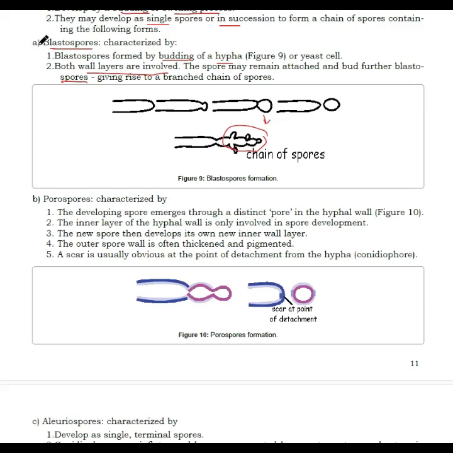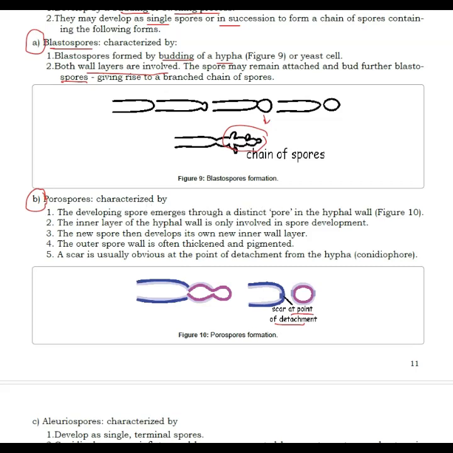Blastic conidia have two types: one is blastospores and the other is porospores. There are two mechanisms of forming blastic conidia. One is blastospore, where budding is seen, and the other is porospore, where a scar is formed at the point of detachment. What happens in the case of porospores?